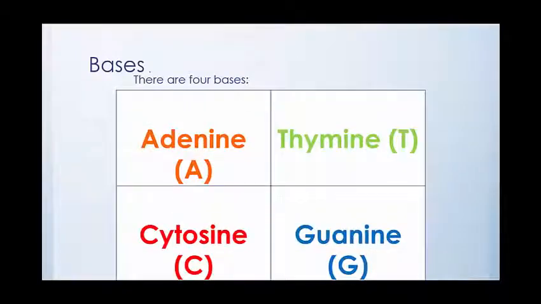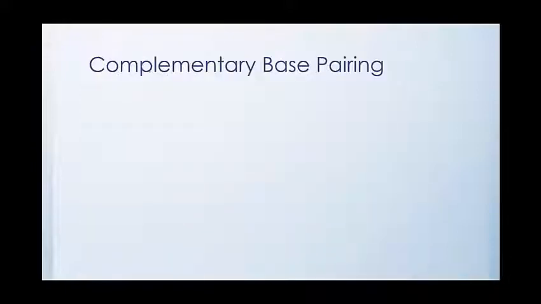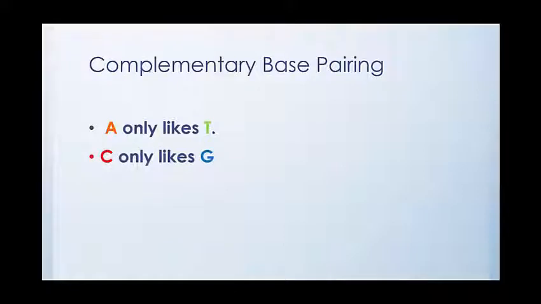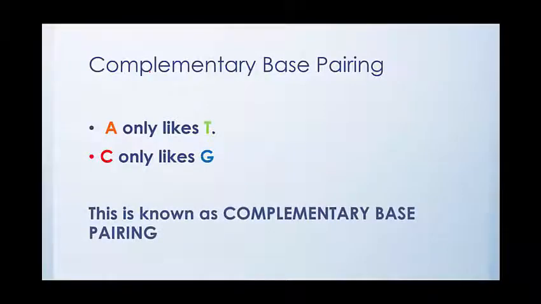Now there are four different bases: adenine, thymine, cytosine, and guanine. And you don't need to remember their names, you just need to know they're A, T, C, and G. Now the bases like to hang out in pairs. A and T will hang out together, and C and G will hang out together. We call that complementary base pairing, and that's really useful for things like DNA replication and making proteins, but you don't need to know any details of that.